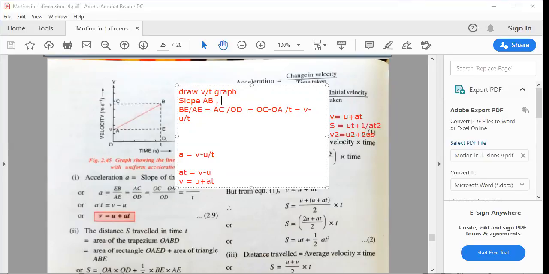Acceleration is what? Slope. Slope is what? BE upon AE. What can we write BE as? Parallel to AC. What can we write AE as? OD. AC is what? OC minus OA upon T. V minus U upon T. So this is my first formula.